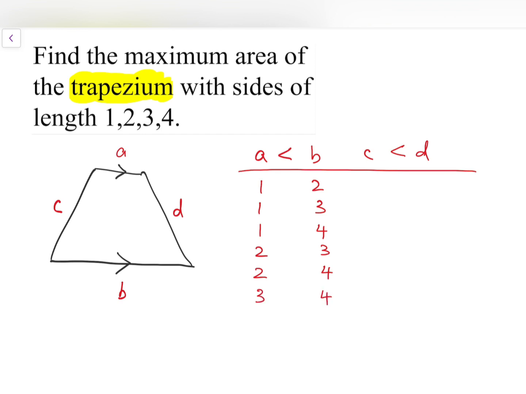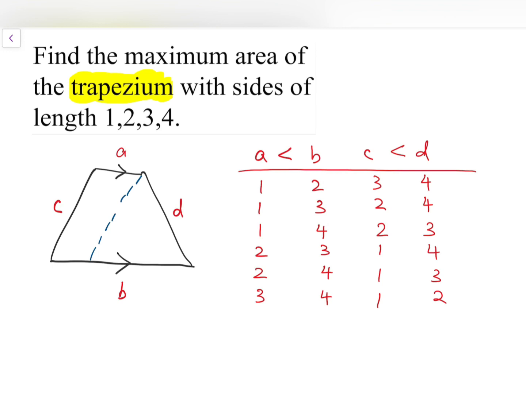Then from this, we can say that C and D are 3, 4; 2, 4; 2, 3; 1, 4; 1, 3; and 1, 2 respectively. Now what will happen if we have the sides behaving like that? Then we can actually construct a parallelogram and a triangle inside the trapezium.